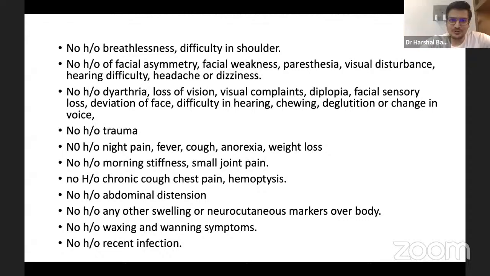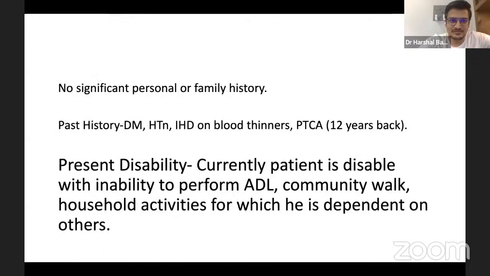Yeah, go ahead, Subhanshu. There is no significant personal or family history. In the past, the patient has diabetes mellitus, hypertension, ischemic heart disease on blood thinner, and a history of PTCA 12 years back. Currently, the patient is disabled with inability to perform activities of daily living, community work, household activities, for which he is dependent on others.